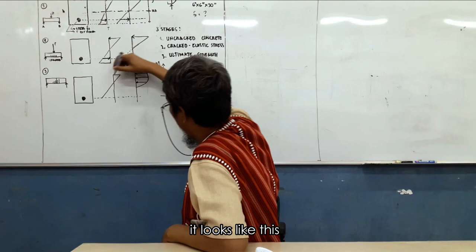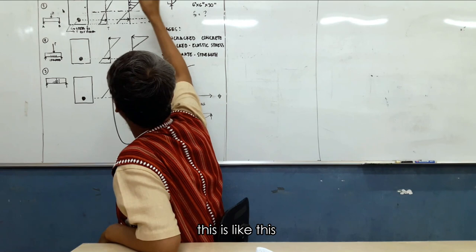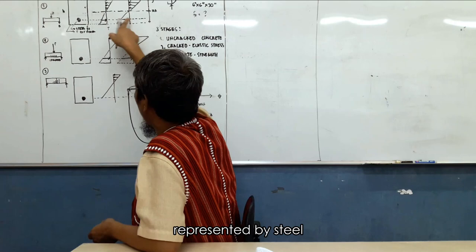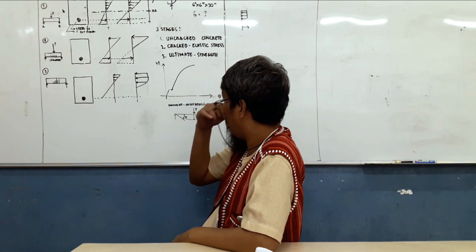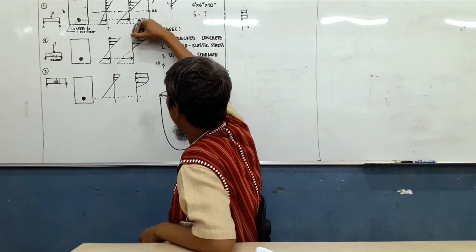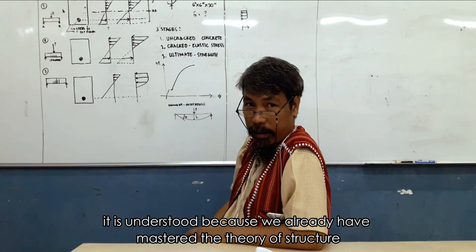looks like this, huh? In your statics subject, this is like this, okay? Meaning, it is concentrated load, concentrated force, represented by steel. This is not. This, what type of load is this? In our joint structure. That is not uniform load. So, similarly, it should look like this. It is understood because we already have mastered the statics structure. Already understood.